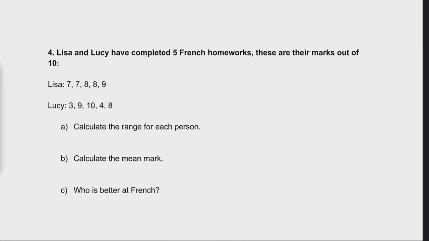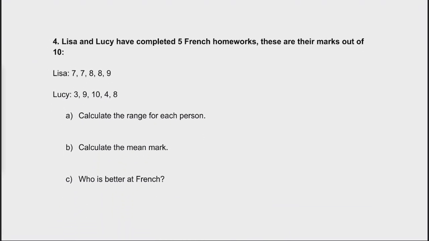Okay, and then for our final worded problem, we have Lisa and Lucy who have completed 5 French homeworks, and these are their marks out of 10. So Lisa has 7, 7, 8, 8, 9. Lucy has 3, 9, 10, 4, and 8. So we want to calculate the range for each person. So first, let's look at Lisa, then we can look at Lucy.